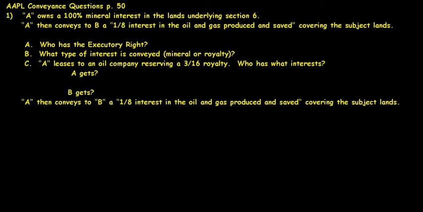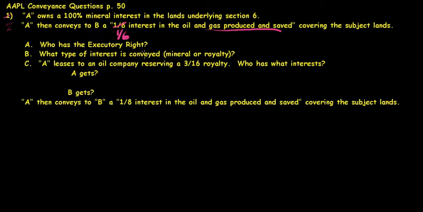Okay, now we're going to look at number 2. I'm not even going to change the typing here because it's really very similar. So what it says is A owns 100% mineral interest in the lands underlying Section 6, exactly the same as number 1. A grants to B a 1/6 interest in the oil and gas, again produced and saved, which is our trigger that this is a royalty payment covering the subject lands.